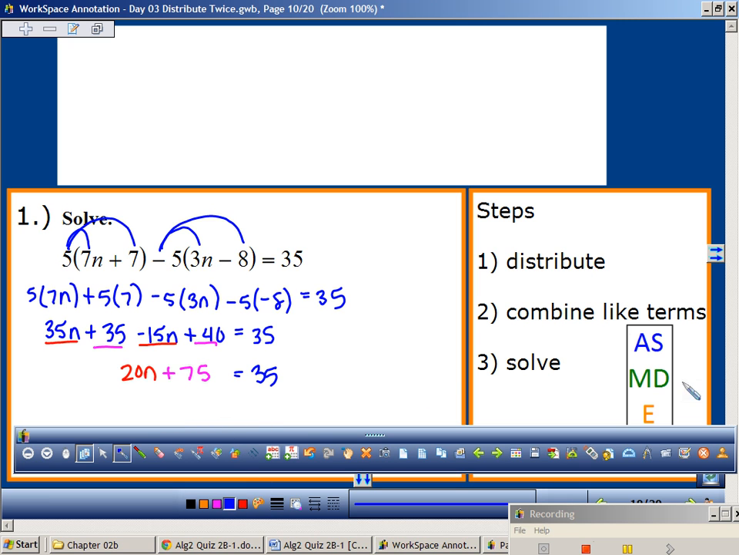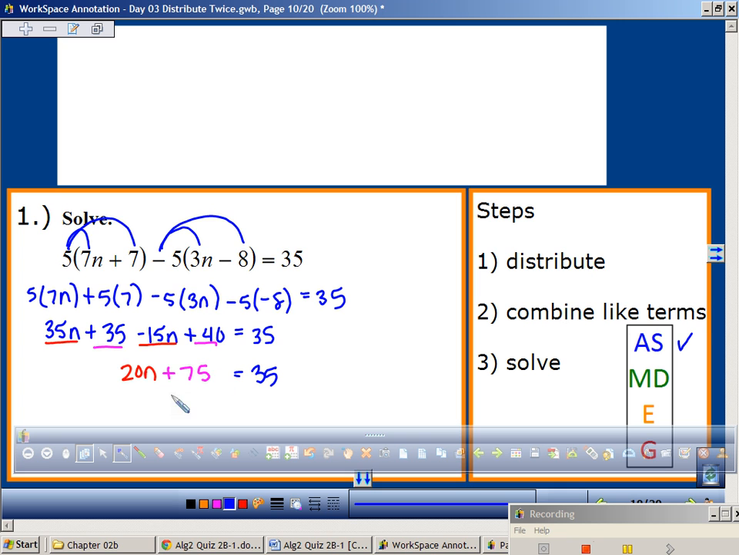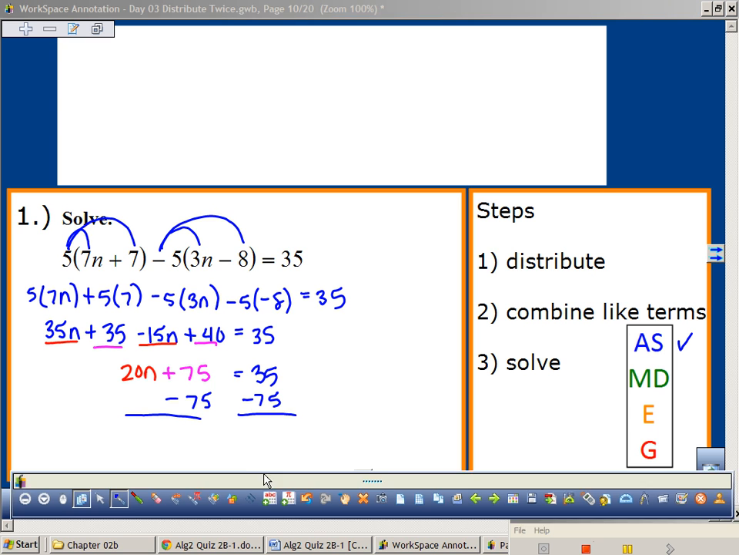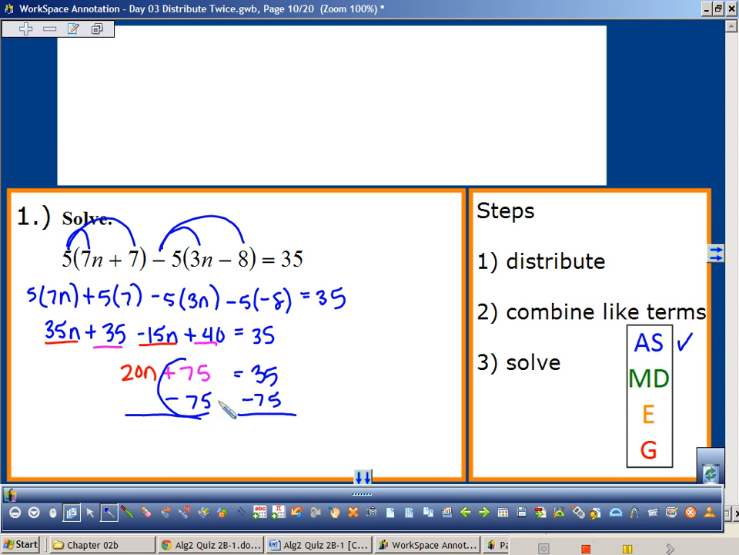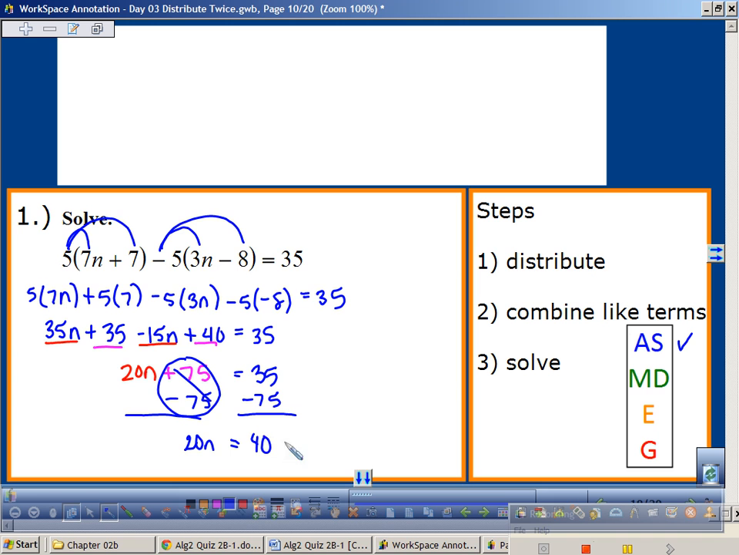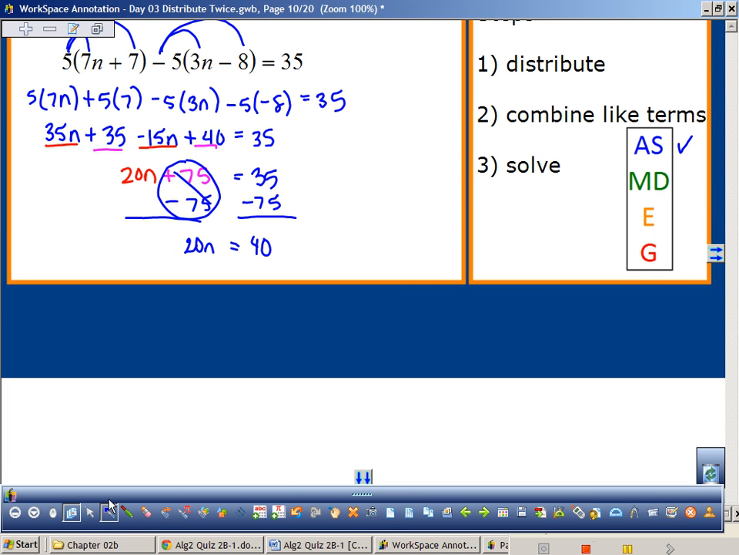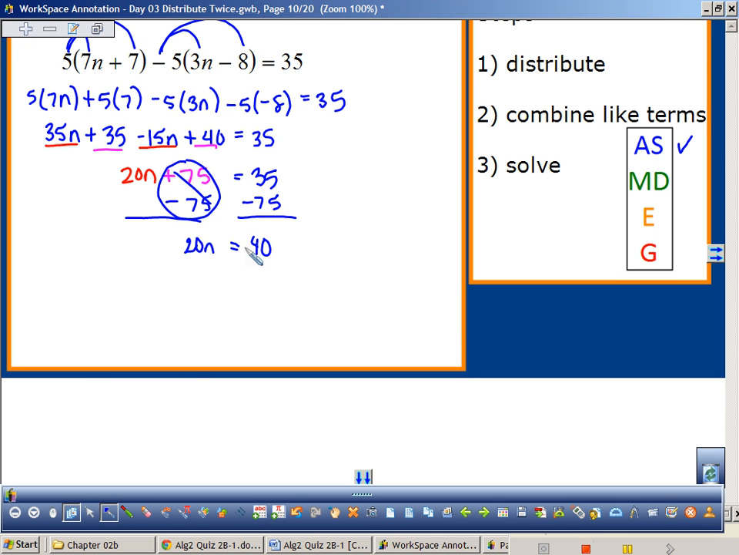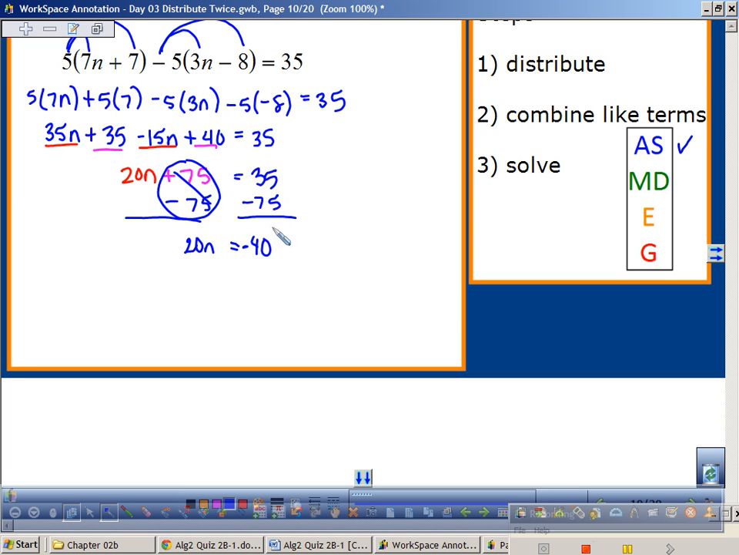So I'm going to do the inverse, right? Get rid of the adding and subtracting. Negative 75, negative 75. This goes away, 20n. The difference between 75 and 35 is 40. Negative 40, thank you. Because negative 75 is bigger than 35, we're finding the difference between them.